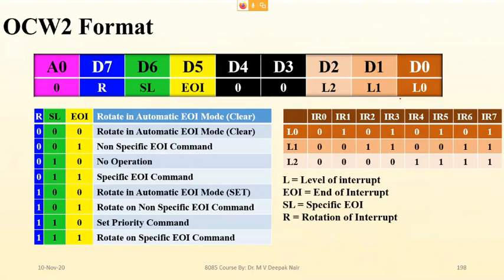How to identify whether it is OCW2? In OCW2, D4 and D3 will always be 0. And that will tell you we are passing OCW2. Remember, here OCW2 goes to the lower address. This is the low address or lower address byte. So the lower port.